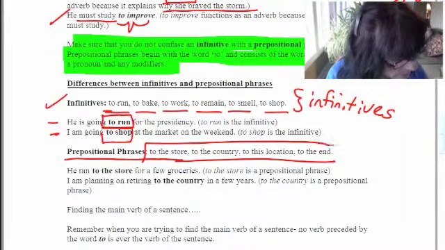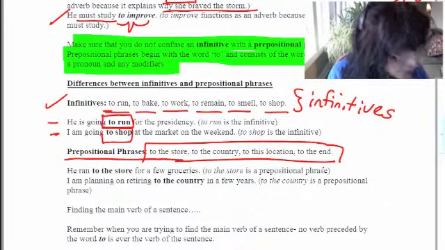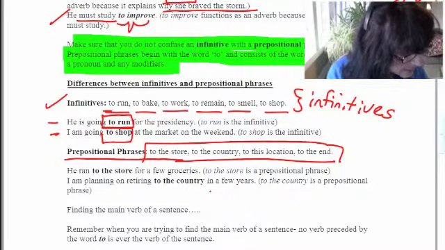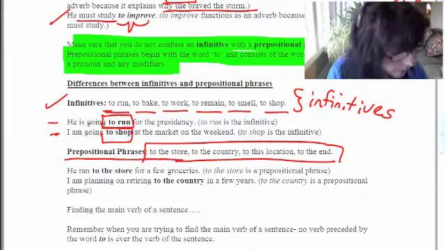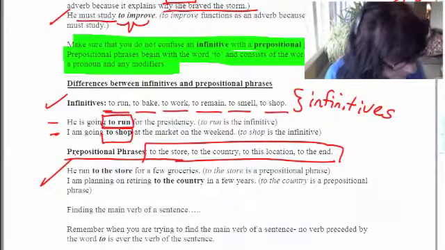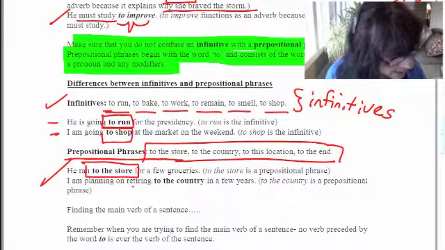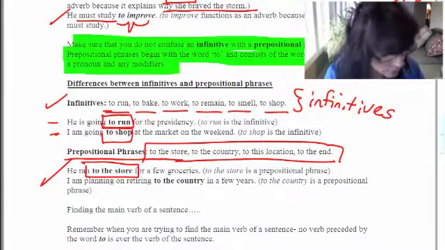So here are some prepositional phrases. To the store, to the country, to this location, to the end. Now you can see the prepositional phrase begins with the word to, but it could have some nouns in it, it could have a pronoun or modifiers, and you won't find that in an infinitive. So for an example, he ran to the store for a few groceries. The prepositional phrase is to the store. It's not an infinitive because there's not a verb. It has a noun in it, which is store.